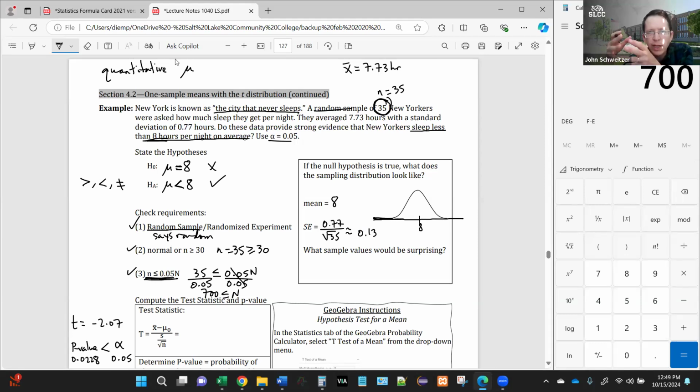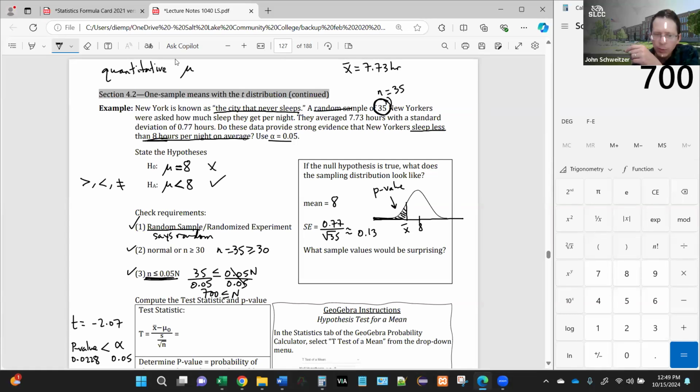So if you're taking samples of size 35 and you're calculating the average number of hours slept, it'll bounce around by about 0.13 hours. So what sample values would be surprising? Well, anything where the p-value is less than the significance level. You're going to get your sample, that's going to be X bar, and in this case, it's a left tail test. So our p-value will be the area there in that left end of the distribution.